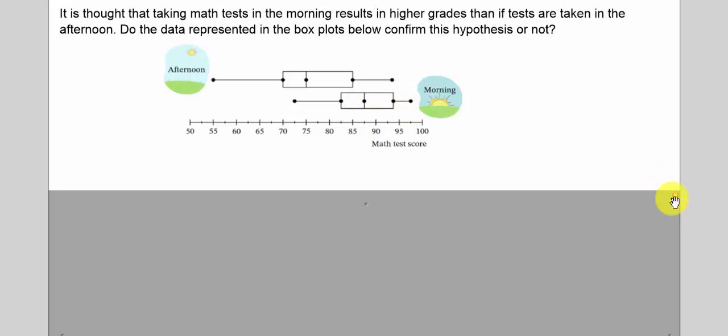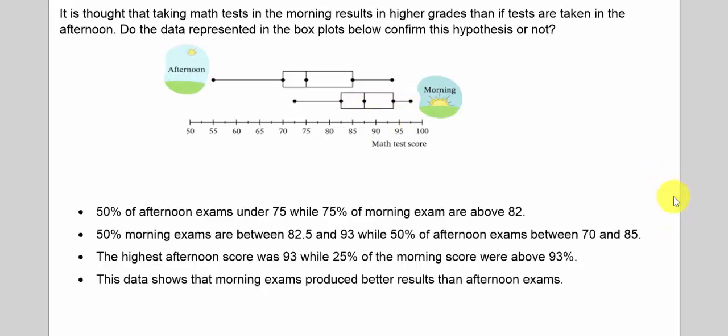So to further summarize that, let's take a look at this. Again, we already talked about the 50% of the afternoon class, while 75% of the morning class was roughly above that. The highest afternoon score was 93, and 25% of the class in the morning is roughly 93. That's pretty significant, considering this high represents typically one student. And definitely the two graphs show that the morning tests are typically better than the afternoon tests.